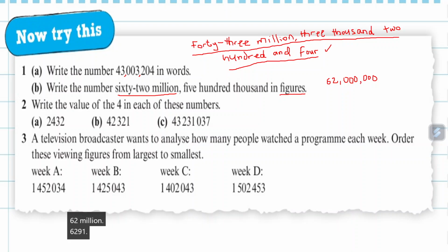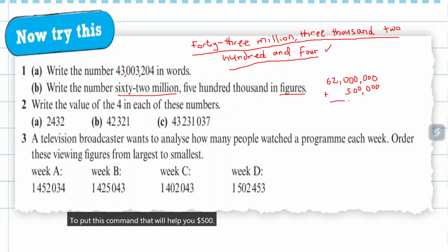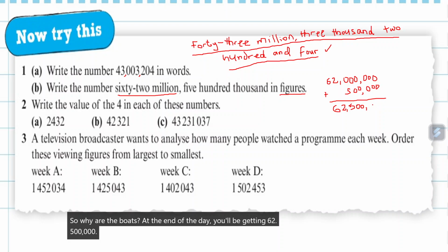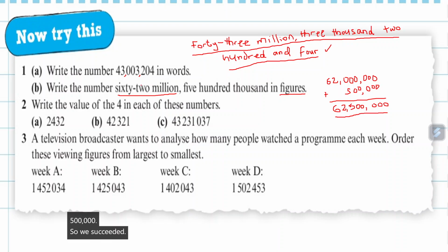62,000,000, and 500,000. And put this comma that will help you. So when you add them both, at the end of the day, you'll be getting 62,500,000. So we've succeeded in writing 62,500,000 in figures. So this is the right answer.